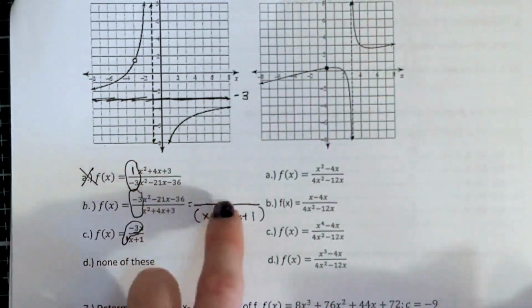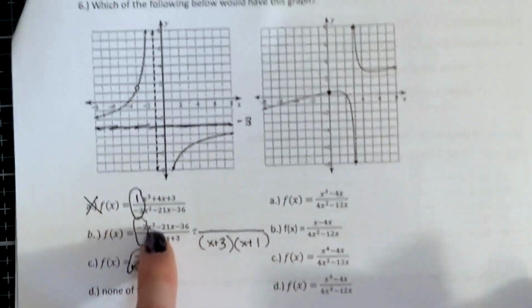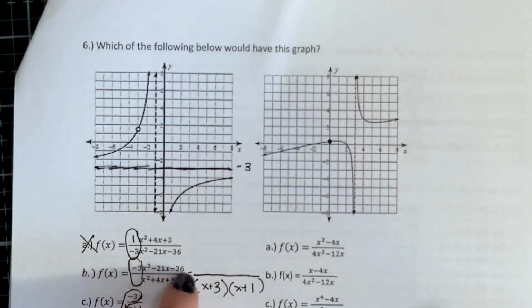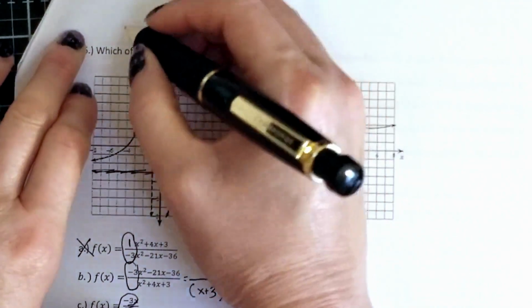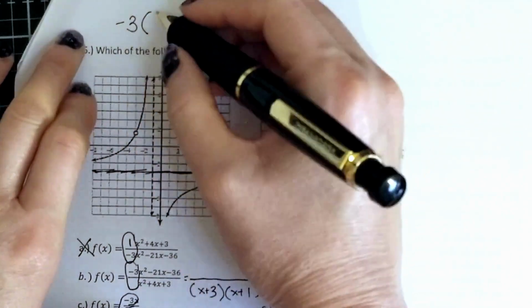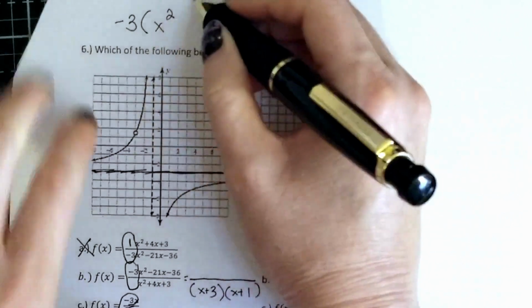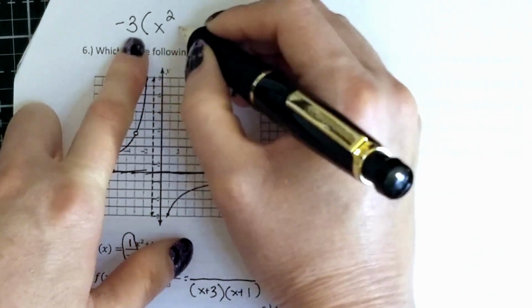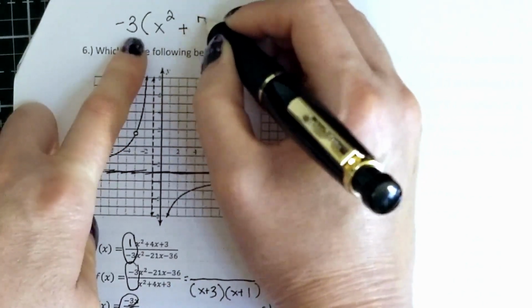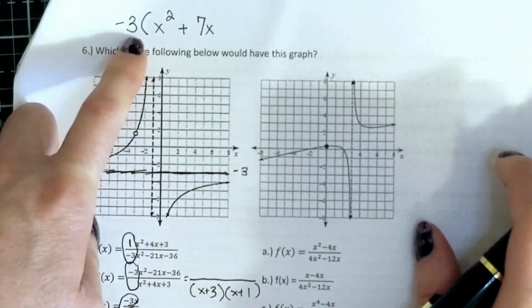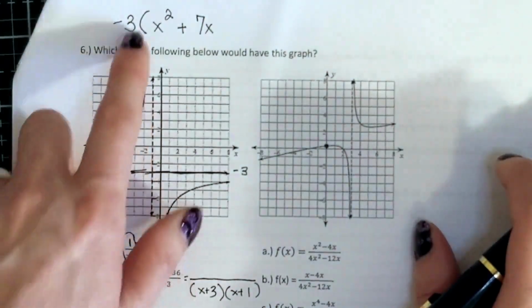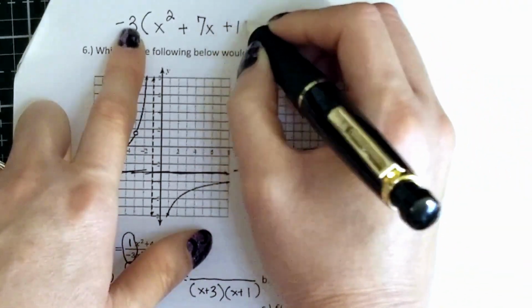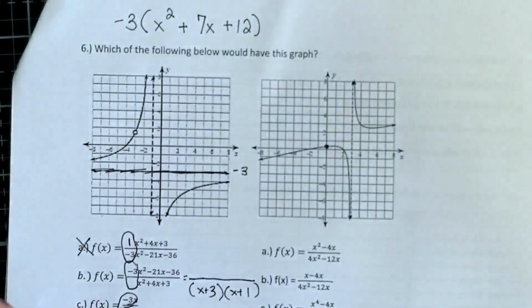Okay, I'm going to need a little bit more space to do this on the top, so I'm going to come up to the top of my worksheet. So if I look, I can take out a -3 out of all of these positions. So I'm going to factor out a -3. So that gives me x squared. That's good. -21 divided by -3 would be a +7x. Okay, negative 36 divided by negative 3 would be a positive 12.